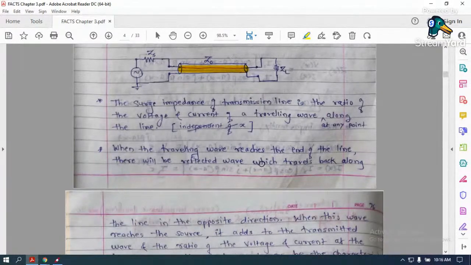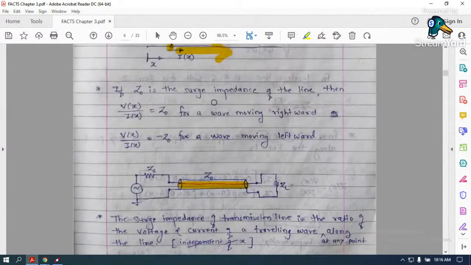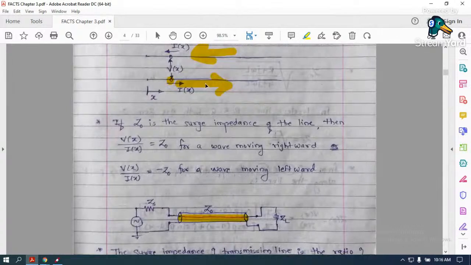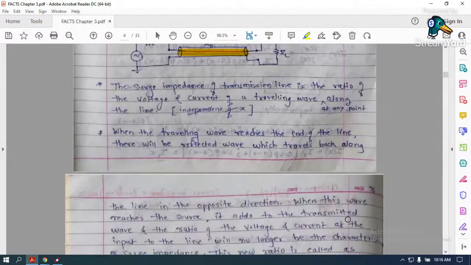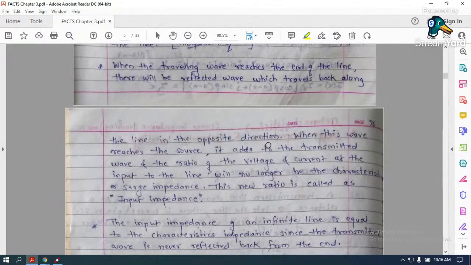Now, when the traveling wave reaches the end of the line, where you have connected the load, you can say that this is an incident wave, and when it reaches the load, definitely it will get reflected back. There will be a reflected wave which travels back along the line in the opposite direction.